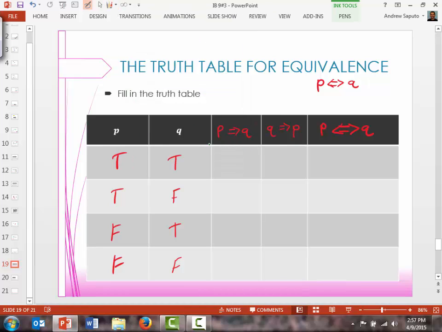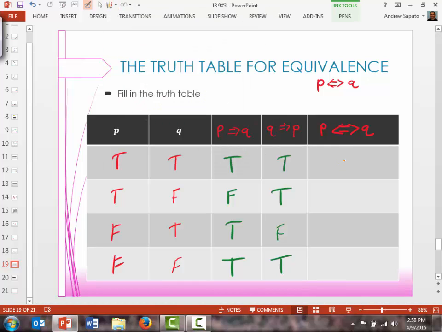Here we go. So P implies Q. We have true, true. What do you think? True. True, false: false. False and true: true. And false and false: true. Now, think about this, but we're going to take Q and look at it the opposite way. True then true: true. False then true: true. True then false: false. False and false: true.